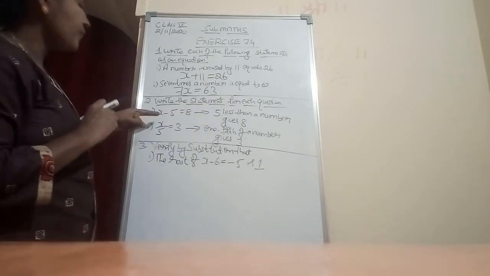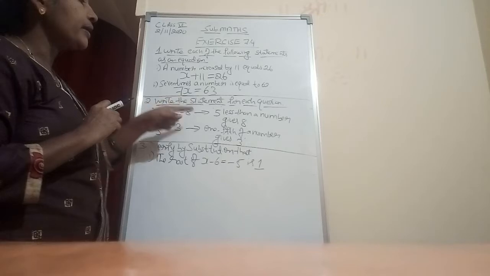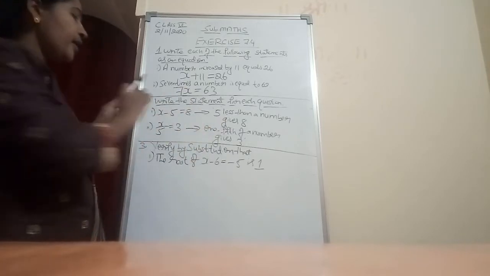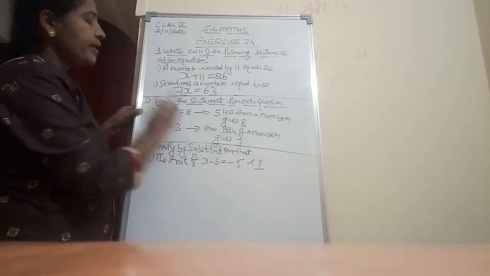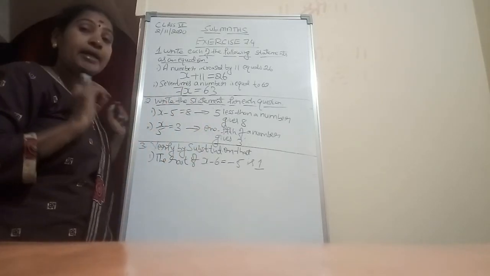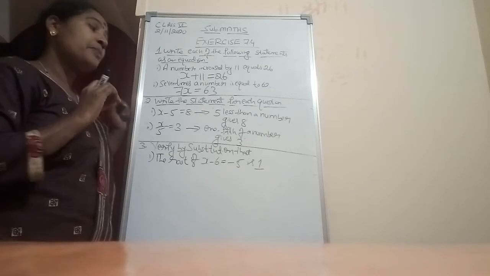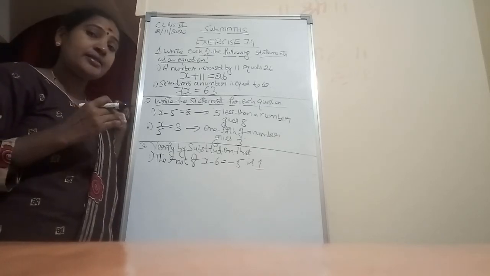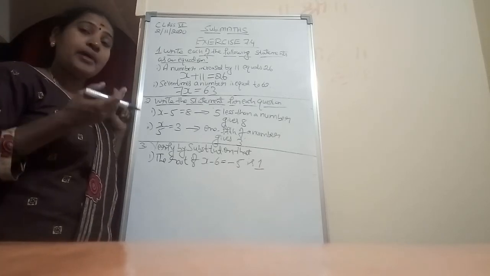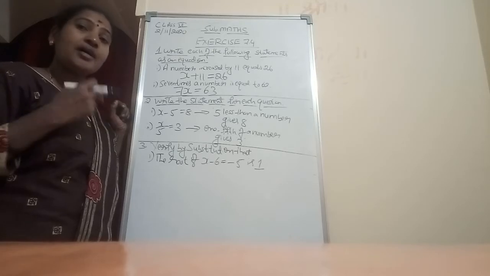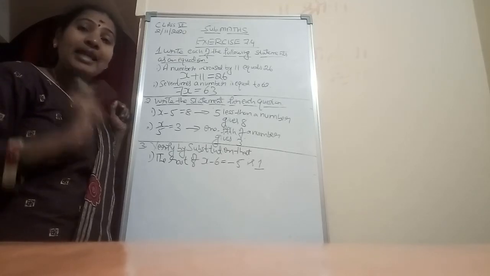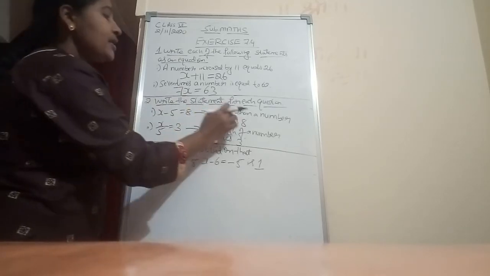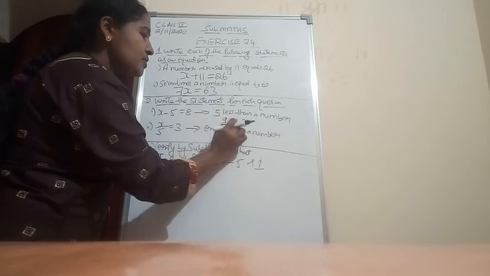Second main question: write the statement for each equation. Here they have already given the equation, and we have to write it in statement form. x minus 5 is equal to 8. The minus symbol is nothing but less than or decreases. Plus sign is nothing but increases. Minus sign is nothing but decreases, or we can use the term less. So, 5 less than a number gives 8.